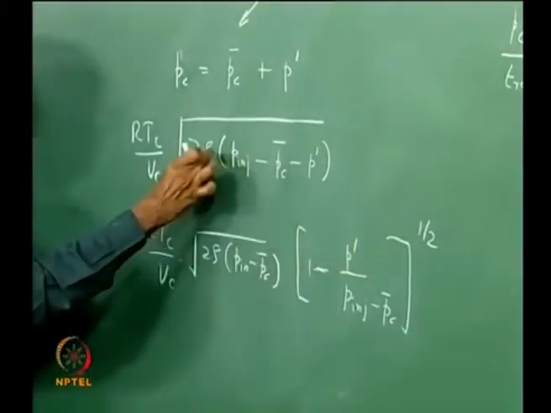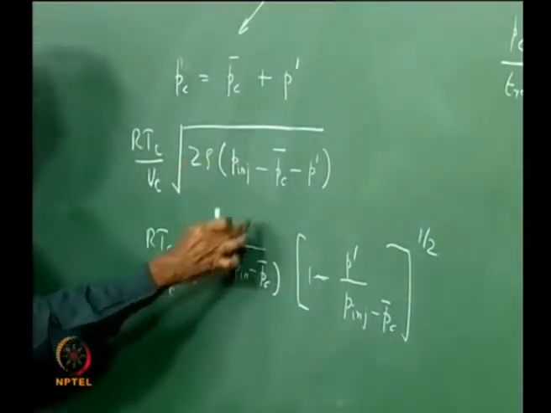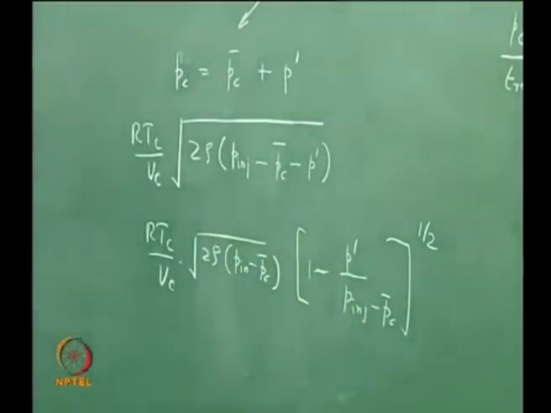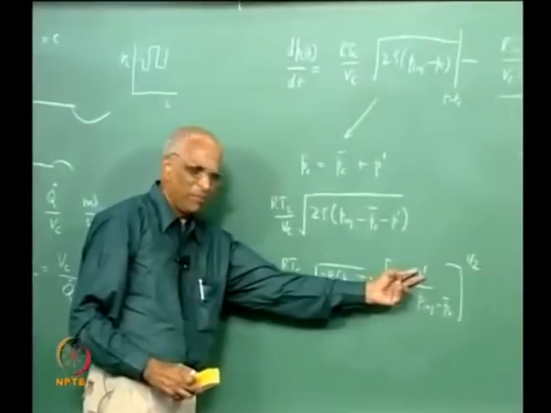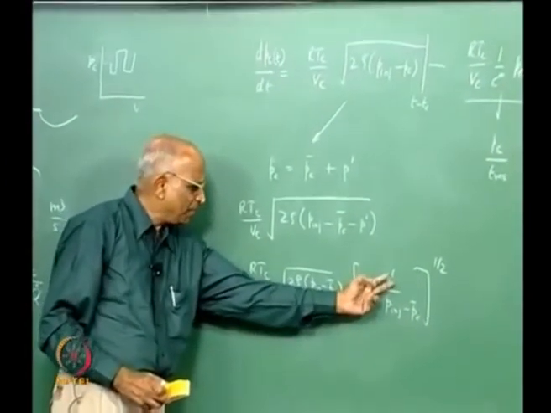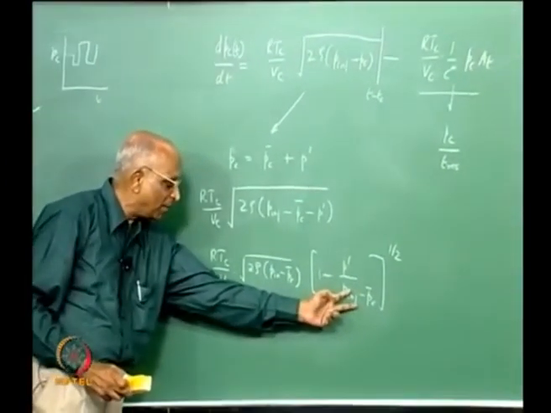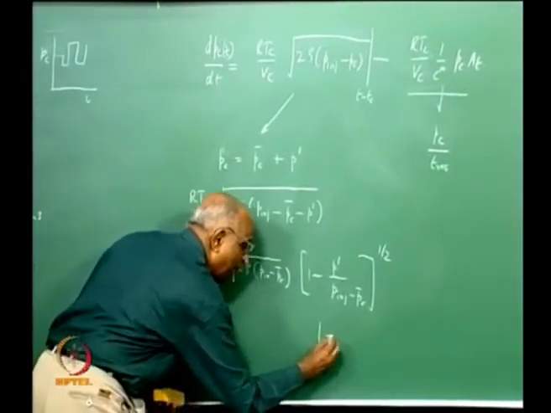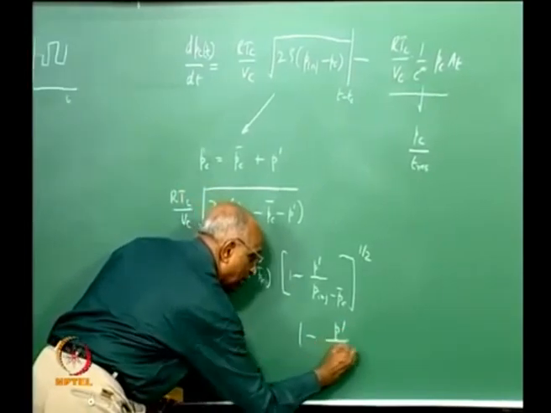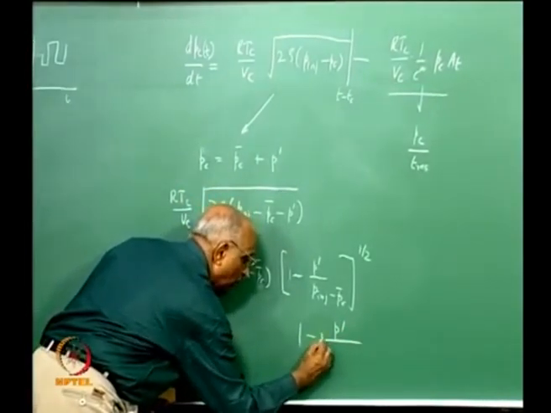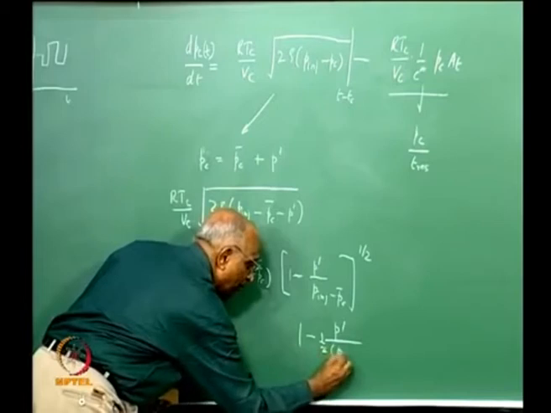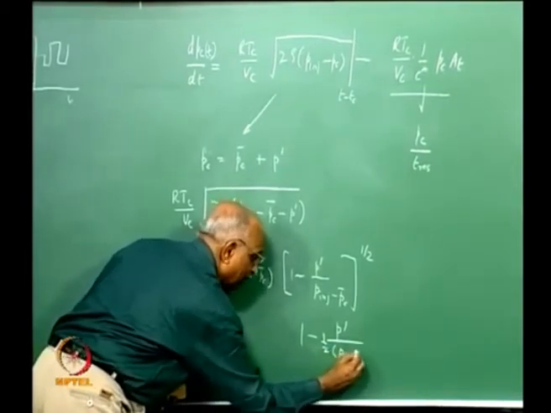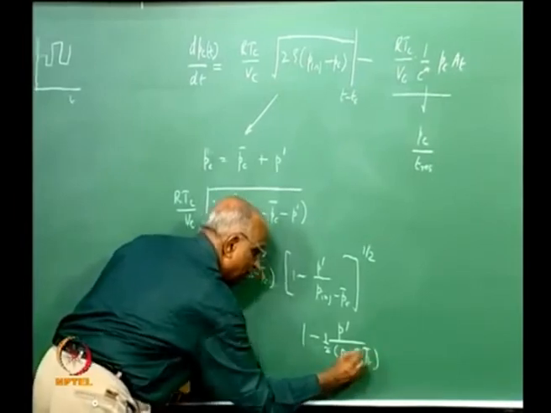All I have done is I have taken this outside, I took this again outside, and therefore I have Pc bar minus this over here. I also know that the magnitude of P prime may not be very large, and therefore P prime divided by this may be a small number, and therefore I can write this part of the expression as 1 minus P prime divided by 2 times P injected, the injection pressure, minus the value of Pc bar over here.